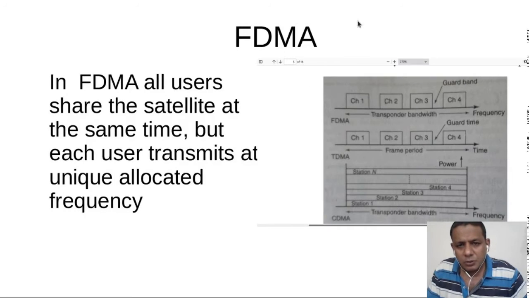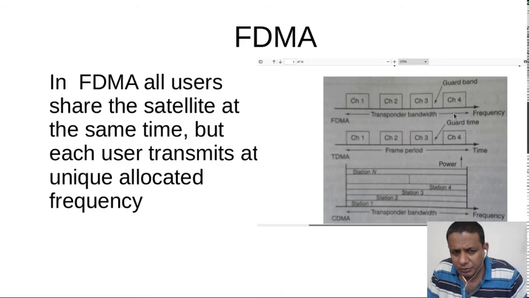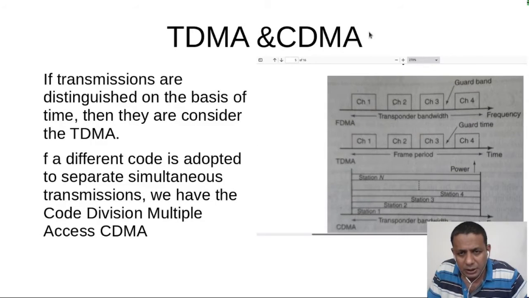One of the multiple access techniques is FDMA, frequency division multiple access. This is the diagram for FDMA. You can see that different channels are there, separated by different frequencies. This is the transponder bandwidth. That is, if it is from 3 to 4 gigahertz, this is 3 gigahertz, 3.1, 3.2, 3.3, like that. This is the FDMA. Now we can see the TDMA and CDMA.